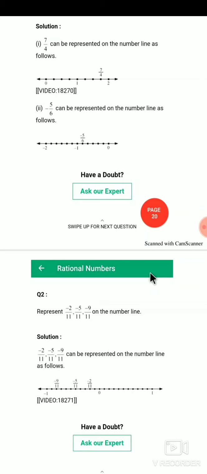Clear? So in the next video we're going to start with the next chapter, chapter number 2, linear equations in one variable. Clear? Okay, thank you.